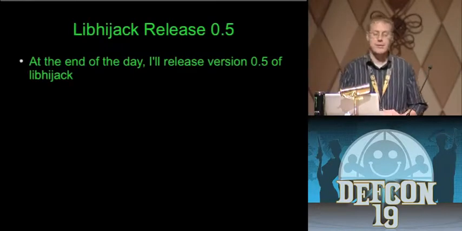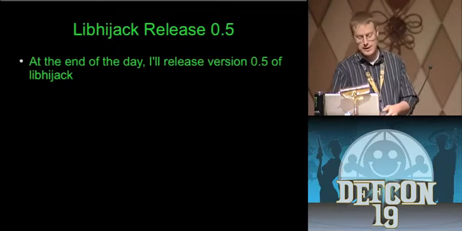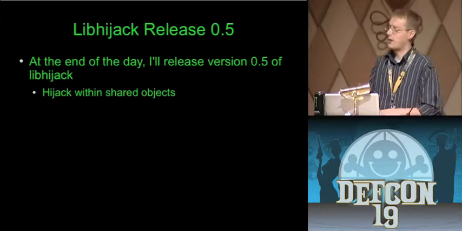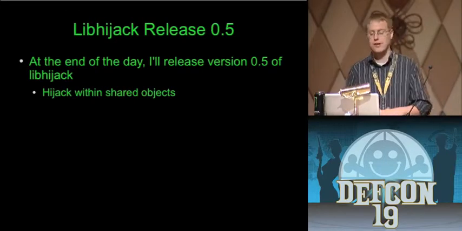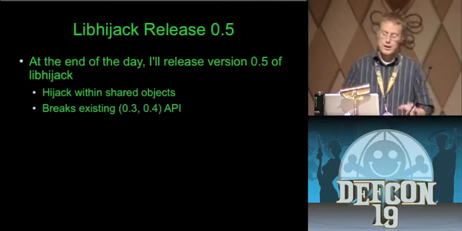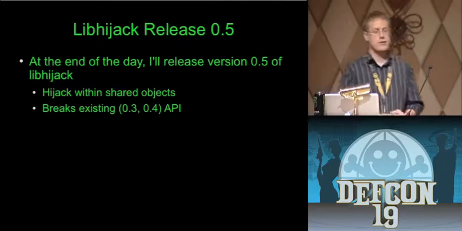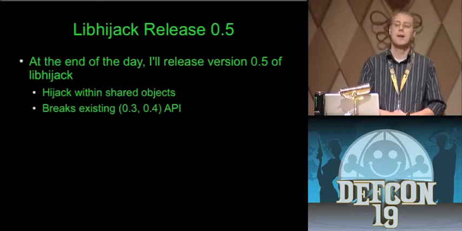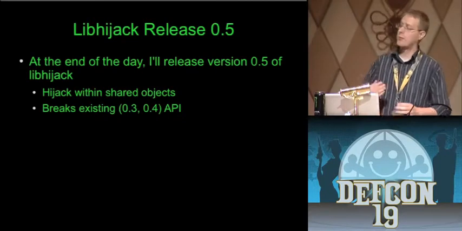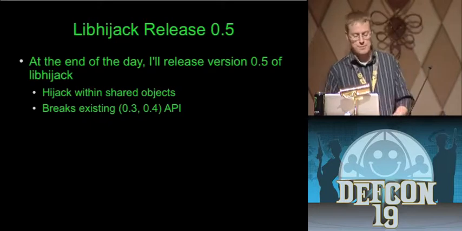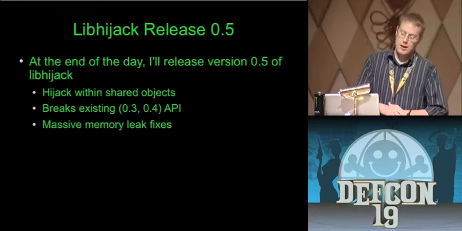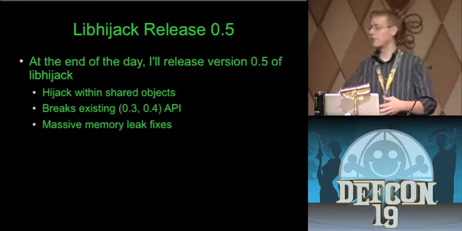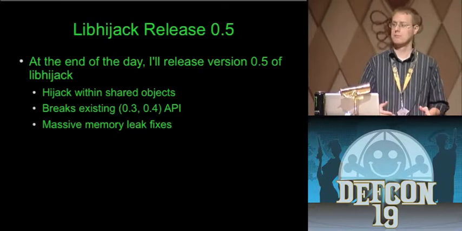So at the end of the day, I'm going to release version 0.5 of libhijack. It's a major milestone release. You can hijack within shared objects. It does break the existing 0.3 and 0.4 API. Most of you, if not all of you, really don't have to worry about that because those releases were private or semi-private. I fixed some massive memory leaks.